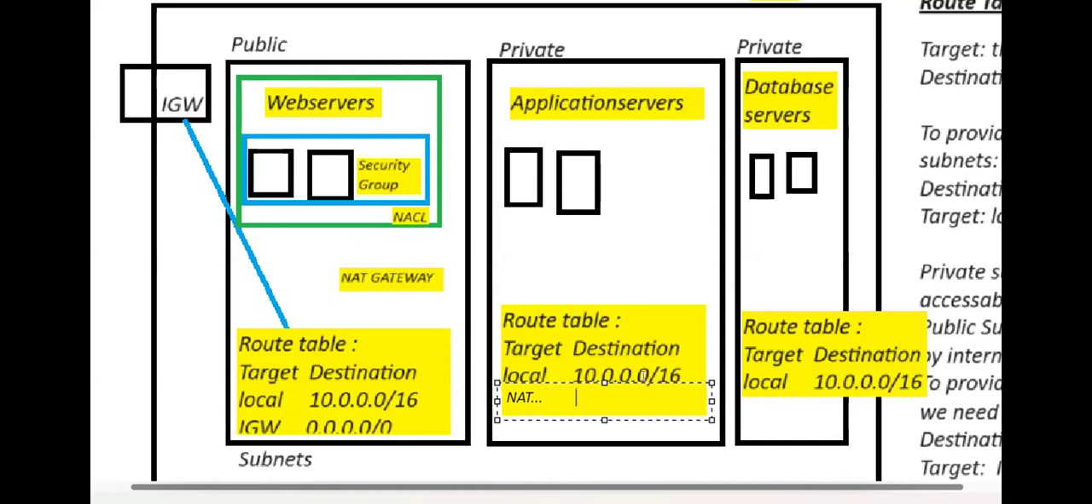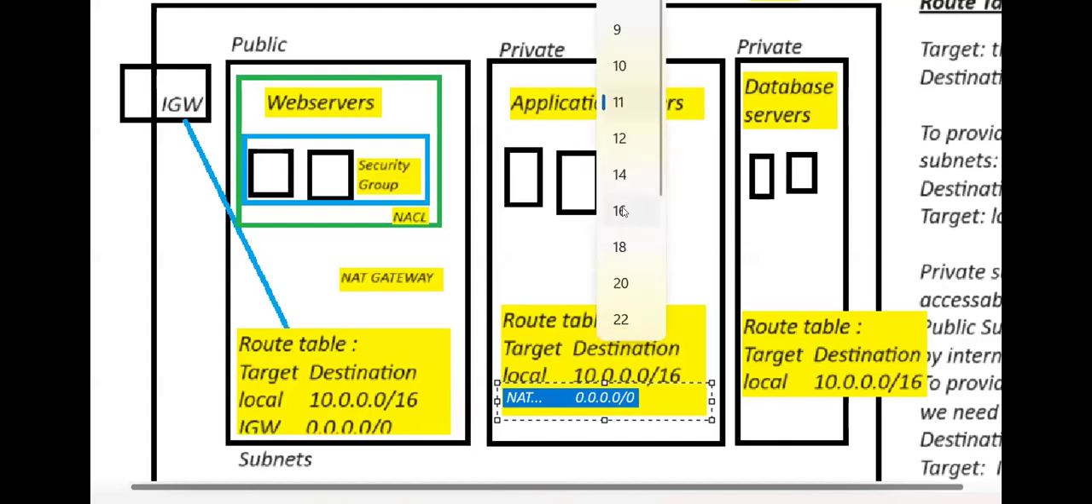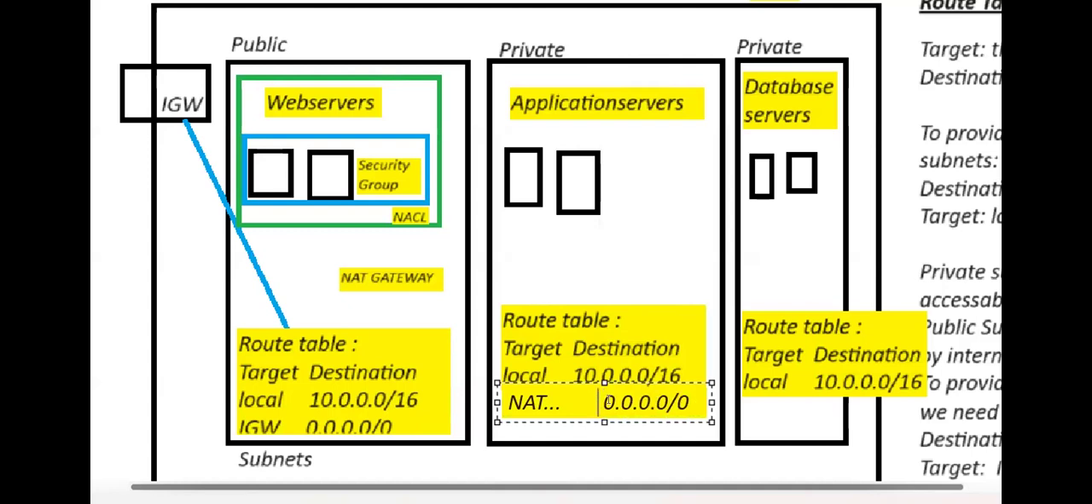And what is your destination? Your destination is the internet. What is the CIDR block for it? 0.0.0.0/0, which indicates traffic to anywhere, to any IP address, right? So this is how you can provide the NAT gateway to your private instances. Now let us see how to create this NAT gateway as well.